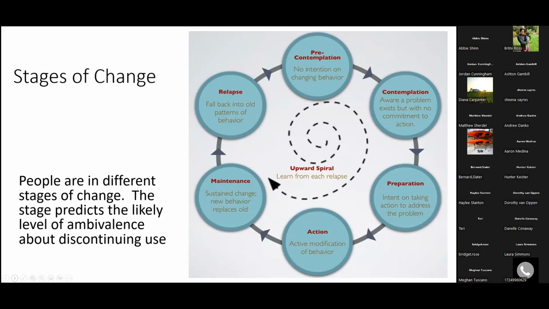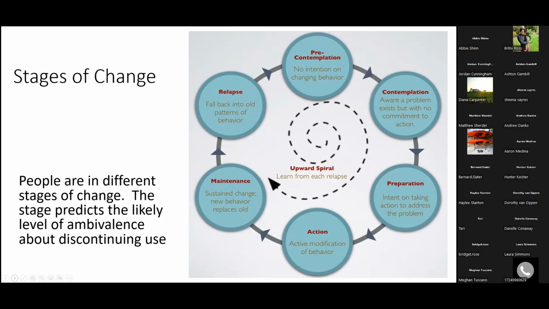People can be white knuckling it in pre-contemplation, where they really don't think they have a problem, but somebody else thinks they have a problem, and they're trying not to use, but their motivation is a little bit shaky because they actually don't feel that they have a problem. And then you guys are probably familiar with Prochaska and DiClemente's stages of change. So as people move through these stages, the risk of relapse decreases.